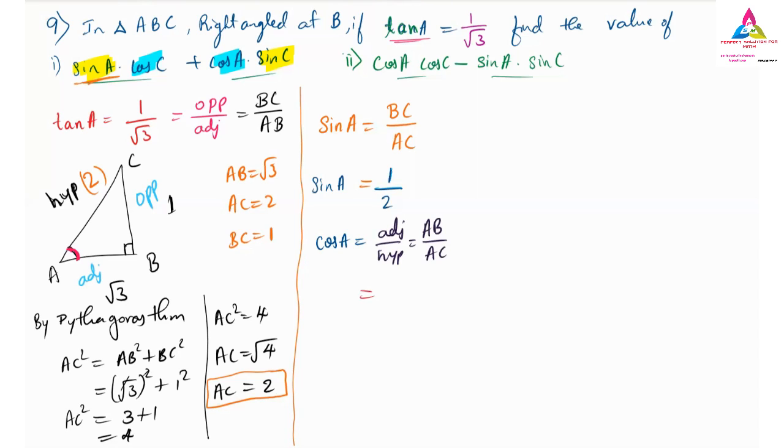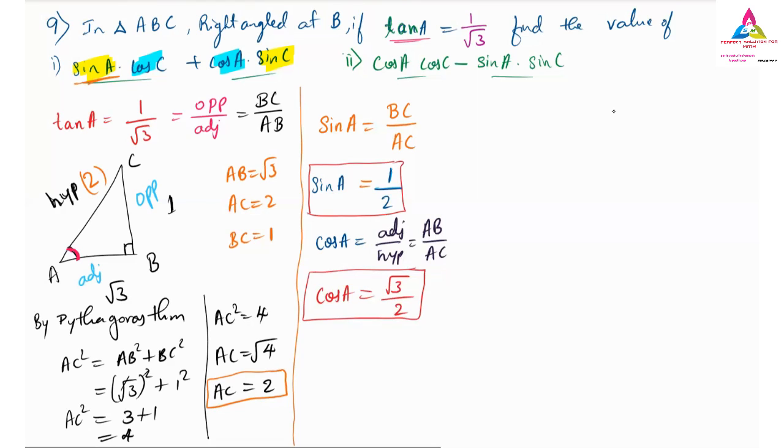So AB value is here root 3. Very good. Divided by AC value, which is 2. So that is your cos A value, root 3 by 2. So these are the two values we have to remember. Using A we have done this.